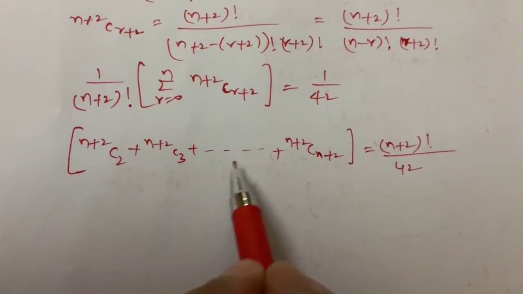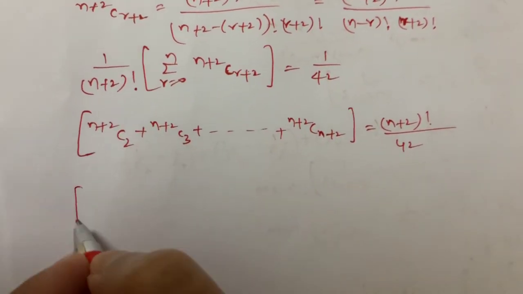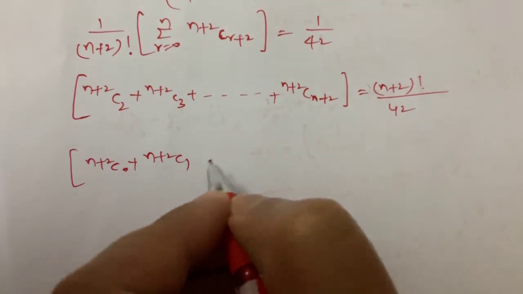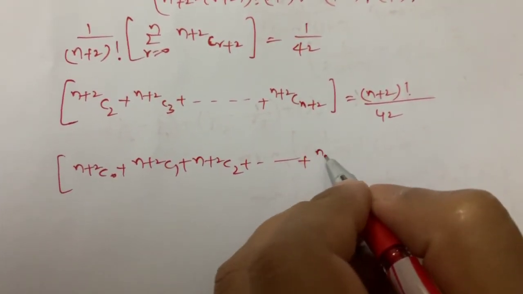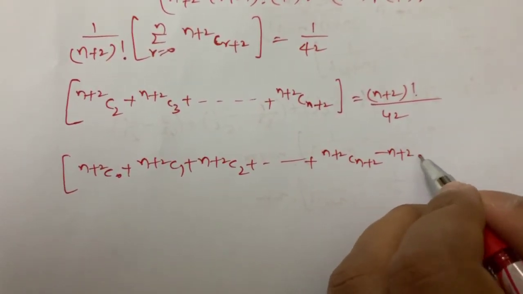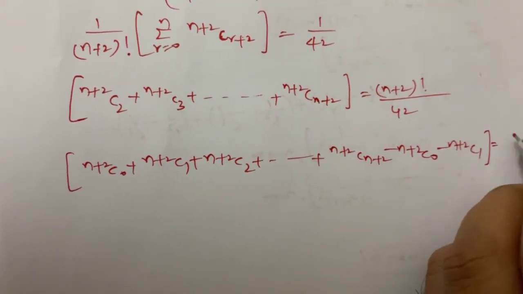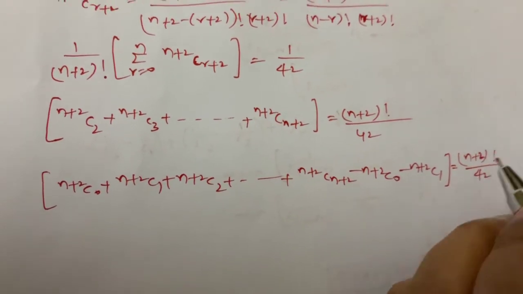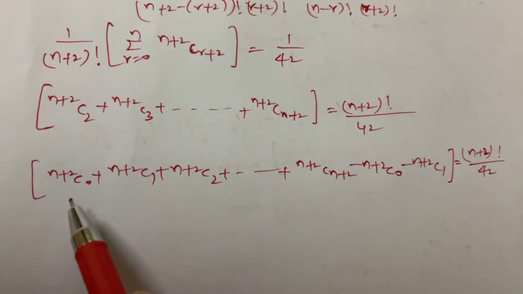So if I add those two terms, n plus 2 c naught and n plus 2 c1, so n plus 2 c naught, n plus 2 c1, up to n plus 2 c n plus 2. We are adding them, right? So we'll subtract them also, is equal to (n plus 2) factorial by 42. Okay, so this is the sum of all binomial coefficients.